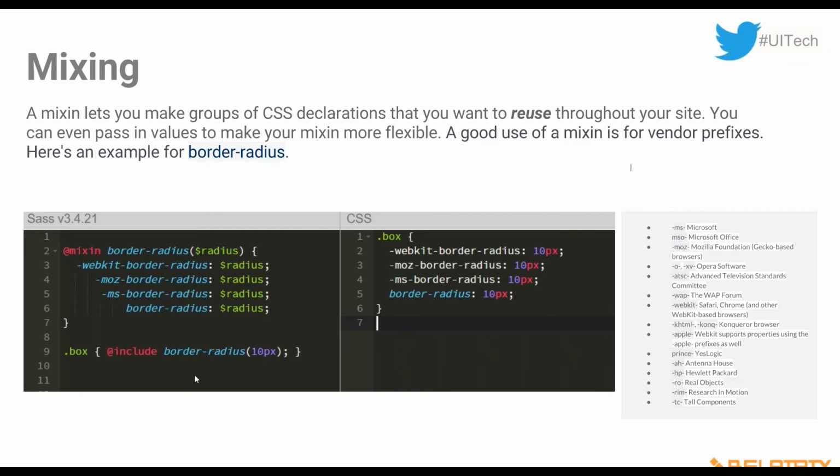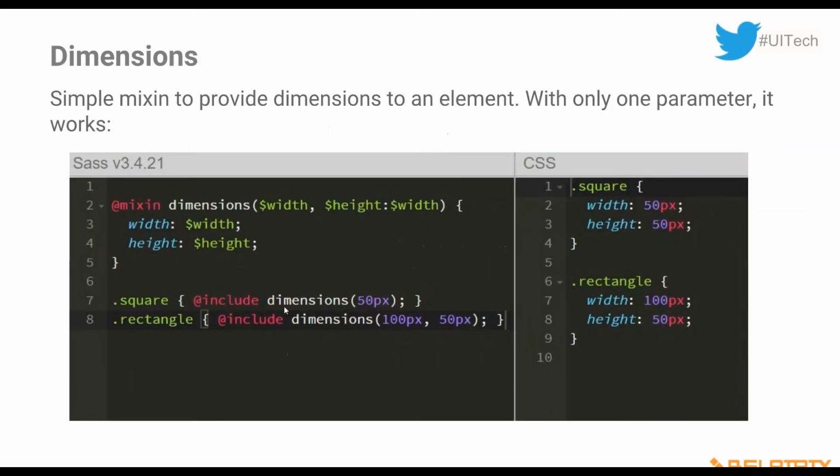A mixin for me is the most useful feature in SASS because you can create a group of CSS declarations and then reuse them. How this works: you declare a mixin, you call it, in this case, border-radius, and then you can send parameters. And then using the keyword include, you can call that mixin, sending parameters, and that will convert to the CSS with all that CSS declaration group.